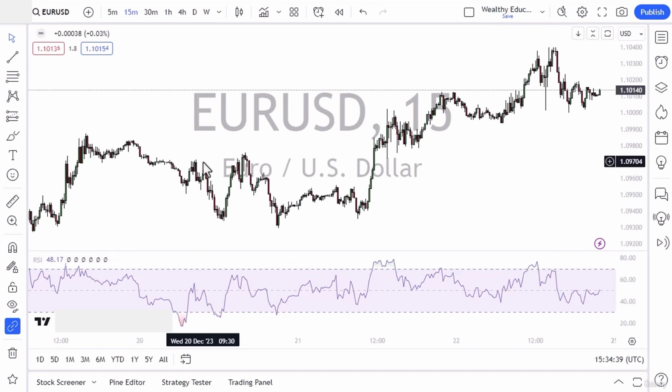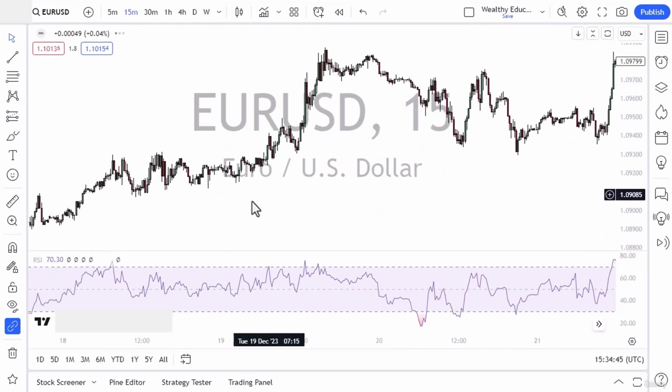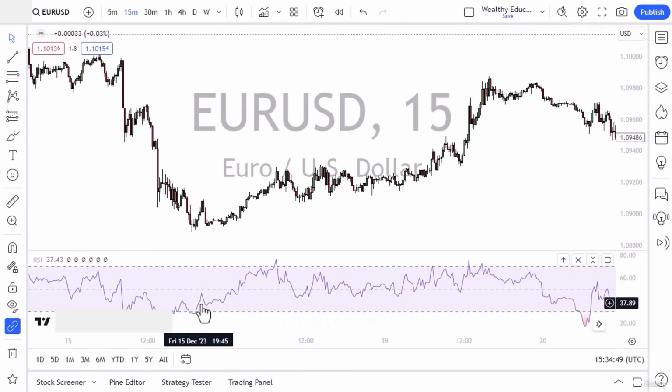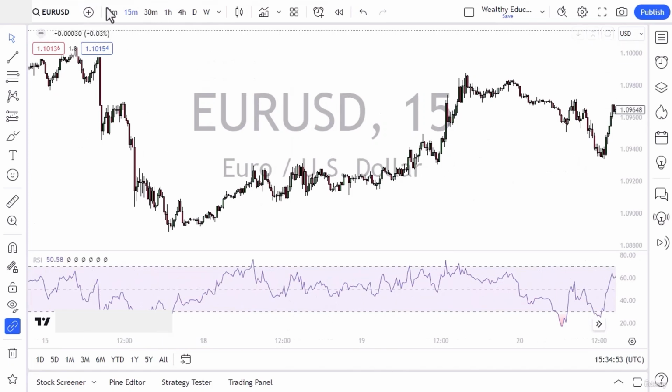We were oversold here. We did bounce right about to the median and then fell again. You can see that we did pull back a little bit here, so you could have gotten long down here for whatever reason, and so on.